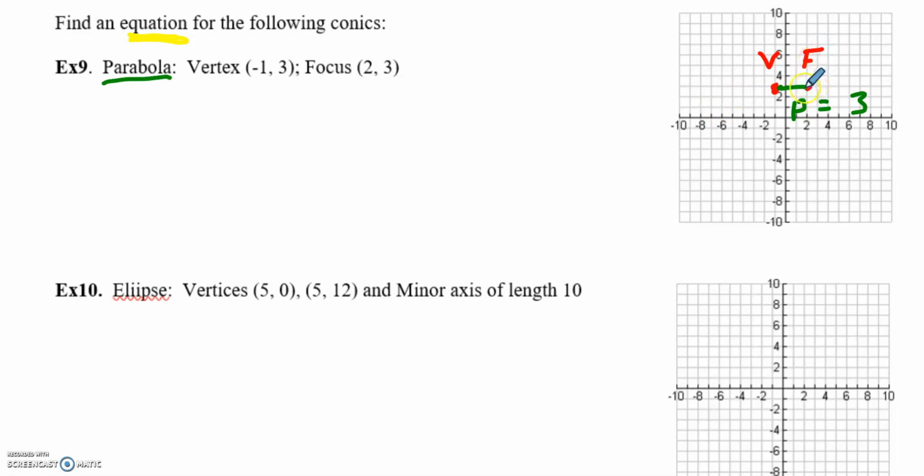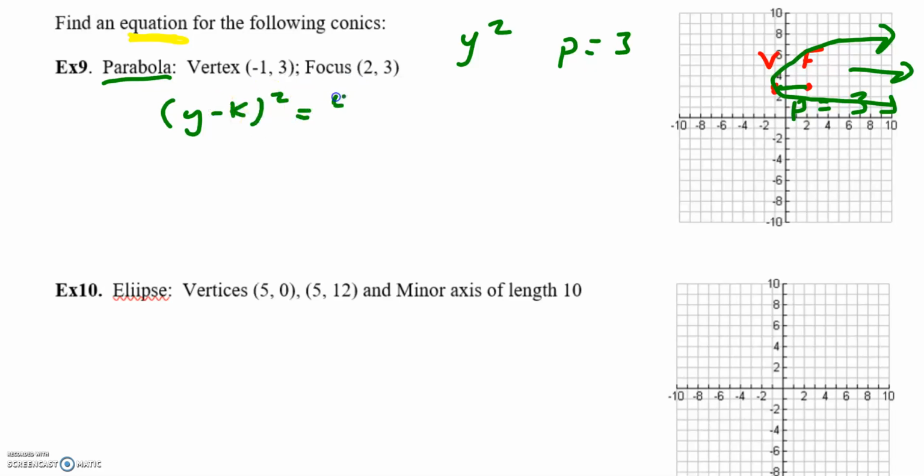Now, because the focus is always inside the parabola, if I draw a quick sketch, my parabola is going to be facing this direction, which means that it is a y squared parabola, and it is a positive y squared because it is facing to the right. So what we've determined already is that the p-value is 3, because that's the distance from the vertex to the focus. And so if I write my general format, y minus k squared equals 4p times x minus h, not squared because a parabola only has one term that's squared, I would need to find my vertex, which I have. So I have h and k, and I have the p-value. Awesome. So I'm almost done with this one already.